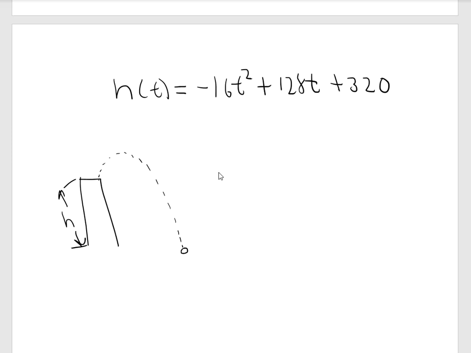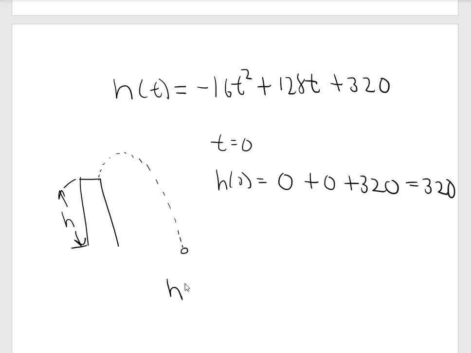Okay? So in other words, they want me to find out what the height is when t equals 0. So when t is equal to 0, I get minus 16 times 0, which is 0, plus 128 times 0, which is 0, plus 320. So the height is 320 when I throw the coin. At what time does the coin hit the ground? Okay? So when the coin hits the ground, then that means that h of t equals 0, which means this equation here equals 0.